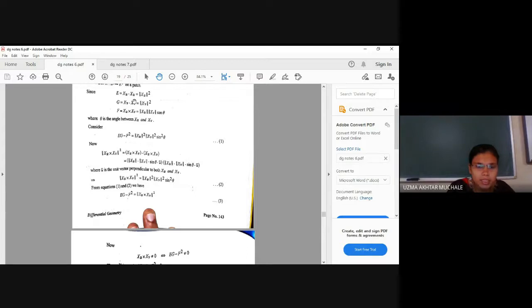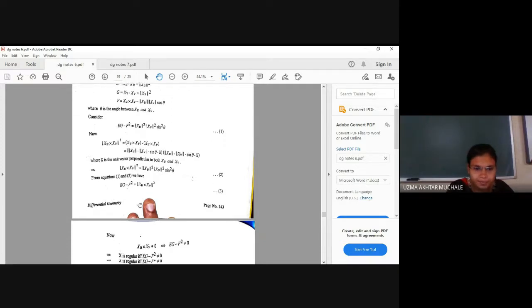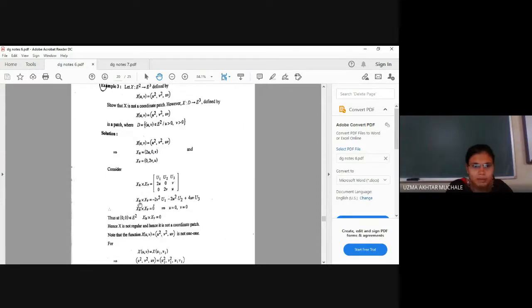Now if you apply this, 1 minus cos square theta is sin square theta, and you can evaluate this directly with the help of this. If instead of evaluating the dot product first, you first evaluate the cross product, then multiply, you will get the result. Okay, so this example also you can solve.